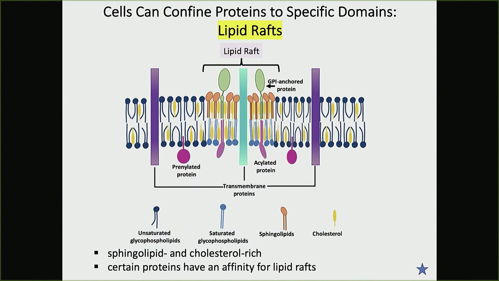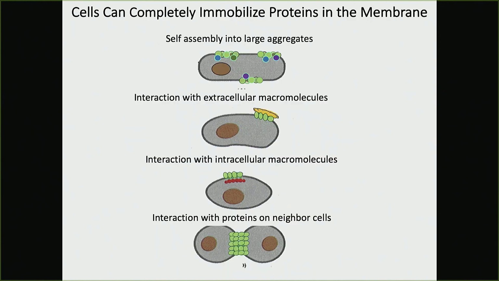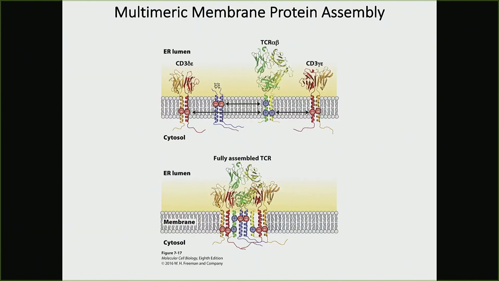So that's basically the overview of the idea of what lipid rafts are: a cholesterol-rich, sphingolipid-rich area, rigid in function, that localizes proteins and doesn't allow them to move. And these are some of the different ways the cell can immobilize the proteins. This is very straightforward. It just gives you an idea of how, on the other hand, proteins can move in the membrane and self-assemble into a multimeric structure.